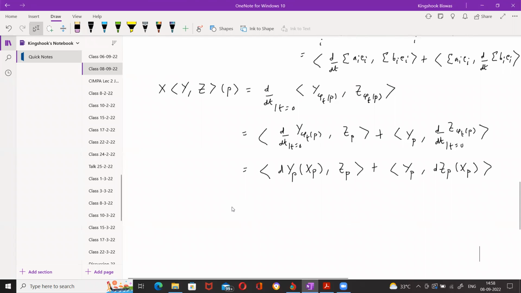And now you use the fact that z and y are tangent to M. So this inner product is the same as the inner product with just the tangential components. Yes? So this is because z at p and y at p belong to T_pM. And by definition, what are these tangential components? This is nabla x y at p.